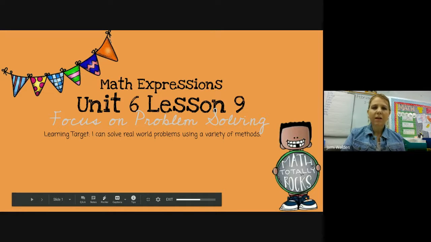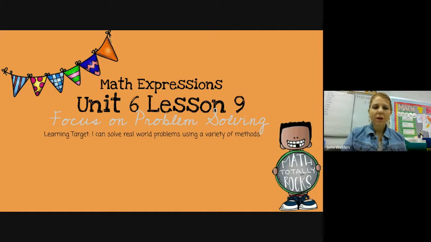Today we're going to be looking at Unit 6, Lesson 9, with a focus on problem solving. Our learning target says I can solve real-world problems using a variety of methods. So we're going to take all that we've learned over the past few days and put it together to solve some problems that we may see in the real world. But let's warm up first.